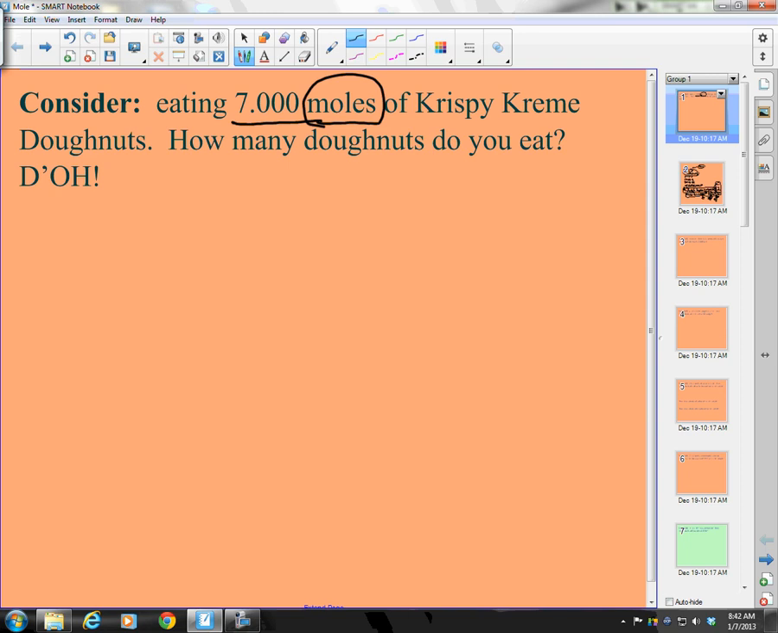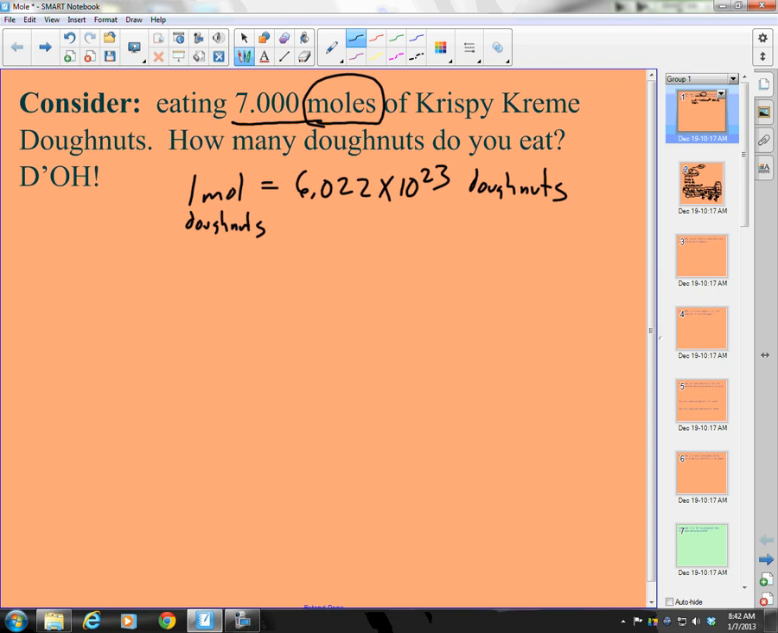The approach I'm going to use to solve most of these problems is something called dimensional analysis. And in dimensional analysis, I want to find an equivalency. So 1 mole is equal to 6.022 times 10 to the 23rd. And what are we dealing with here? Donuts. So 1 mole of donuts equals 6.022 times 10 to the 23rd donuts, right? So I have an equivalency. I have something that equals something.